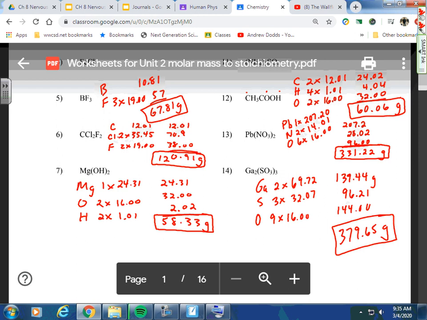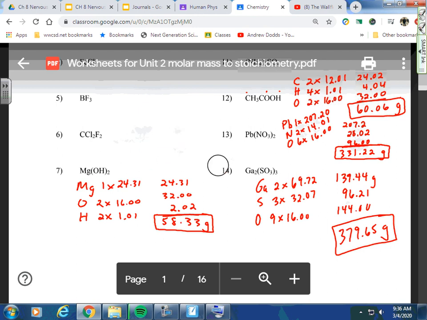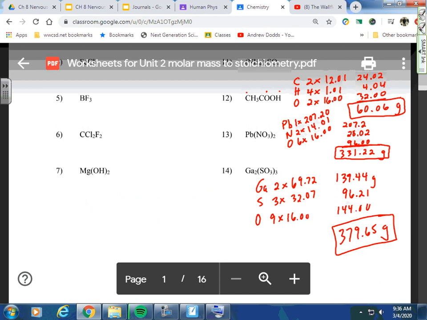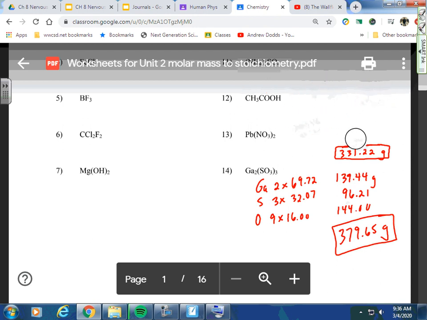That's not what you got for the last one? Is the first part right? Did I get the masses right? 2 times 69.72 is 139.44. 3 times 32.07 is 96.21. 9 times 16 is 144. Add those up. Oh, you got it? Okay. So can I erase this up here? Exponents. When we've got parentheses, you mean? Oh, you're talking about the next side? Is everybody good with this last one?